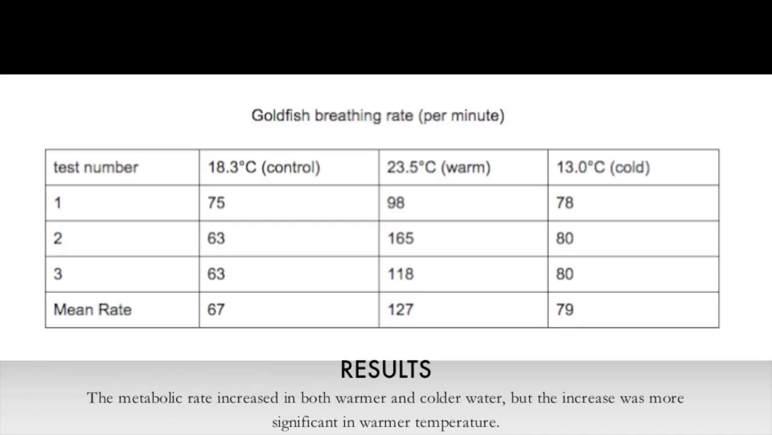After experimenting, we found that the breathing rate of goldfish was significantly higher when they were left in the warm water with a temperature of 23.5 degrees Celsius than in the control water of 18.3 degrees Celsius. The fish in the colder water with a temperature of 13 degrees Celsius also showed an increase in breathing rates, but the change was less significant.